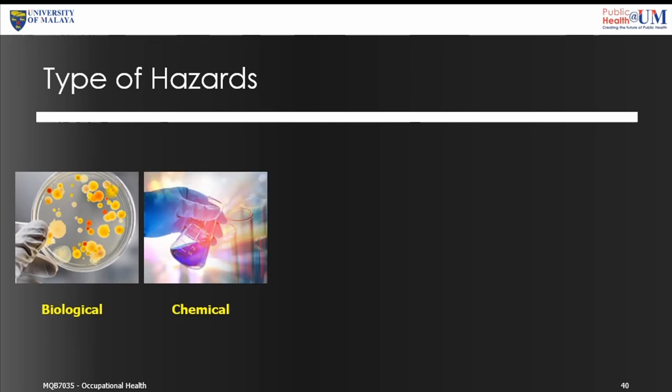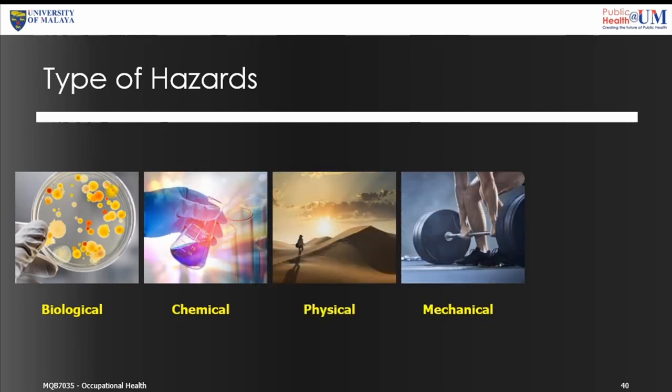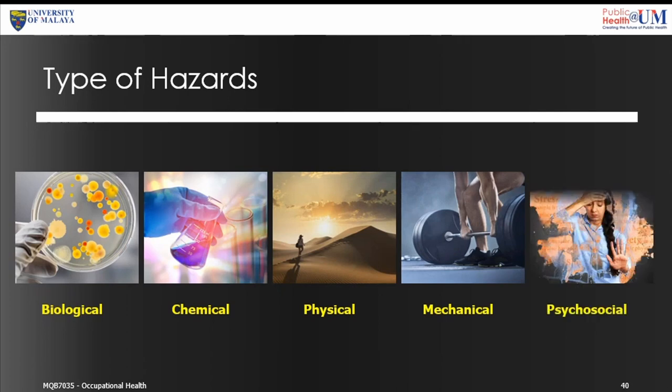Okay, so types of hazard, simple: we have biological hazard, chemical hazard, physical hazard, mechanical or ergonomic hazard, and psychosocial hazard. This is where we can divide the hazard into five components. Why we divide into five components is that when we go to a workplace, when we try and assess a hazard itself, we must look at it.